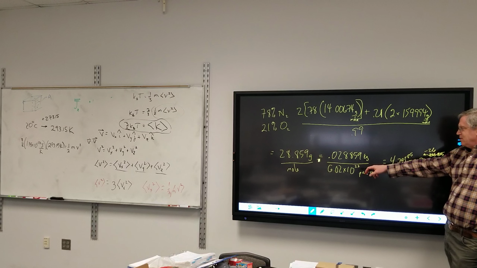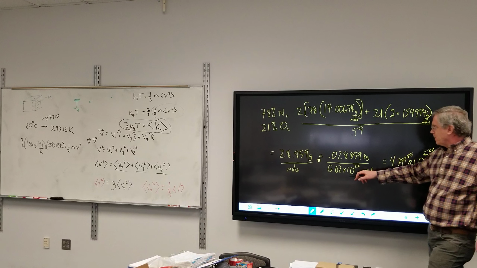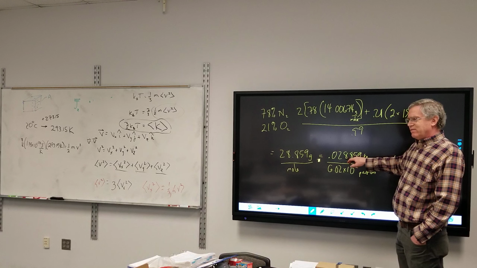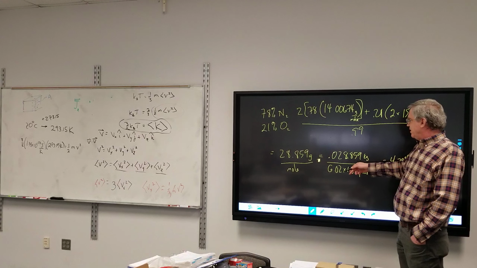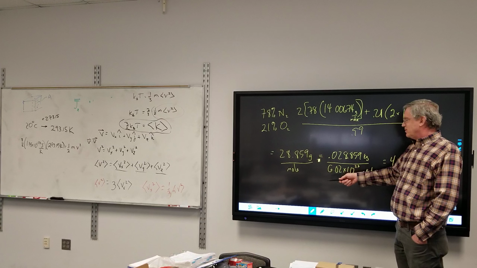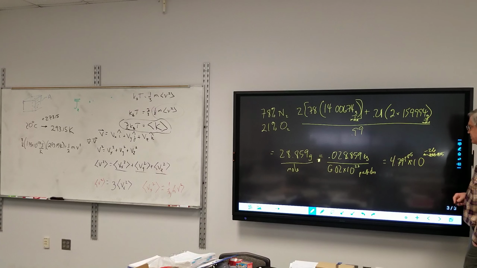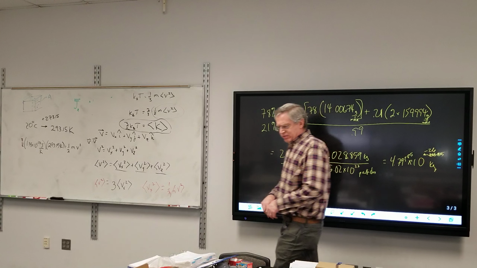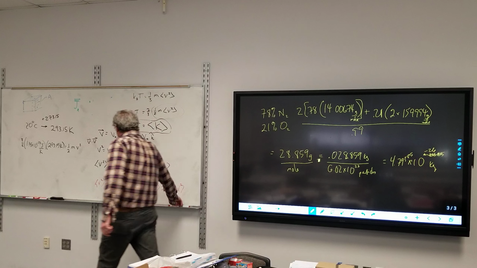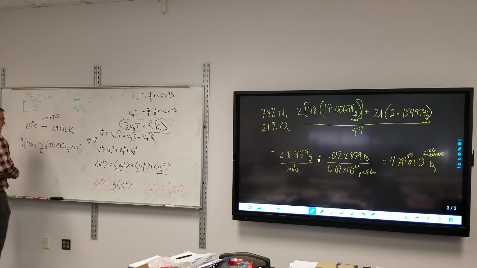Because I got negative 23 right here. Move this over 2 places, I got a negative 2, so that gets me negative 25, and then I've got basically 2 divided by 6, which is under 1, so that should be a negative 26 here. Kilograms. So I now have the mass of a particle. So back over here.